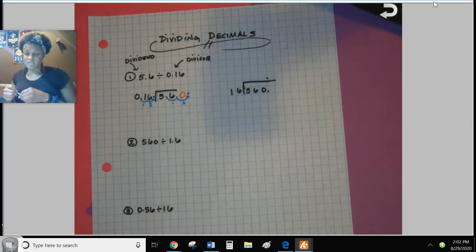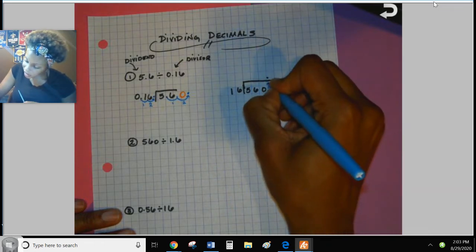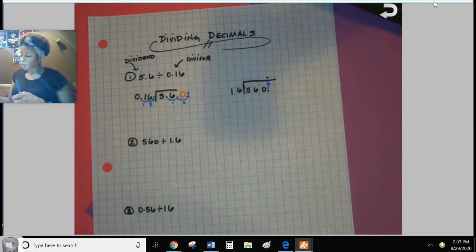In the directions, it told us to bring our decimal point straight up. So now my decimal is at the end. I'm going to bring it straight up above the division bracket, and then I can get to dividing. So now our problem has become 560 divided by 16.